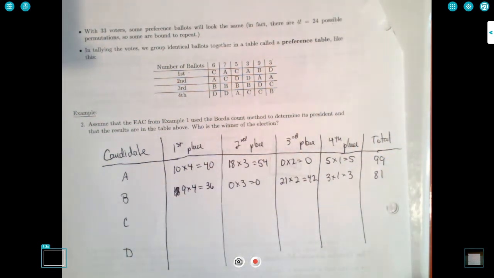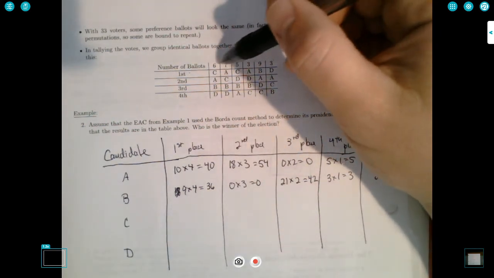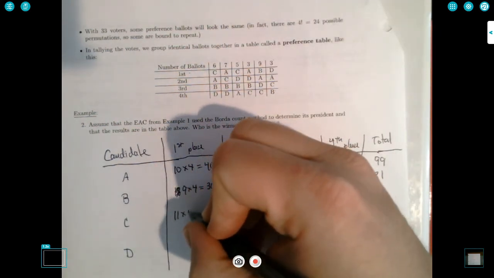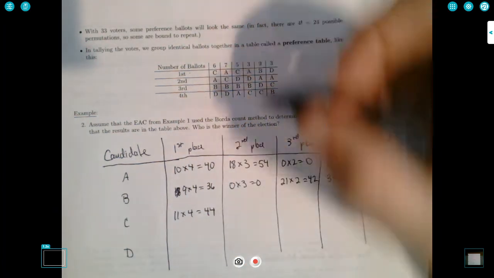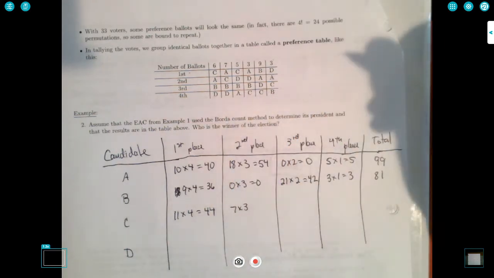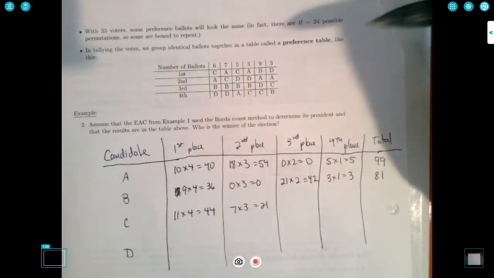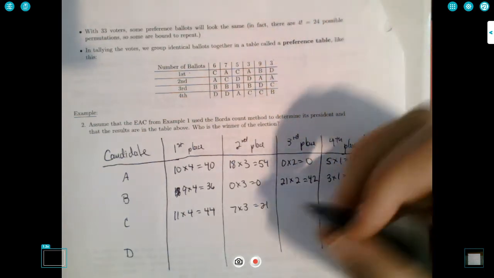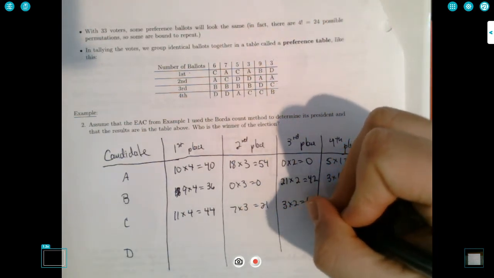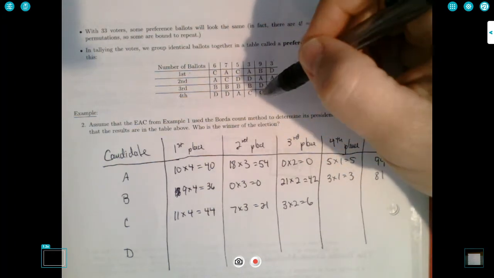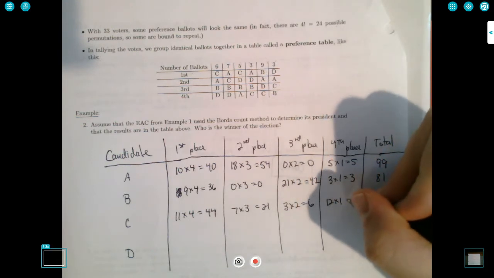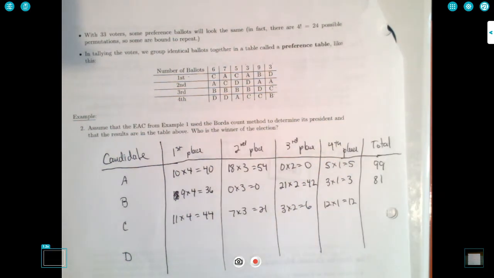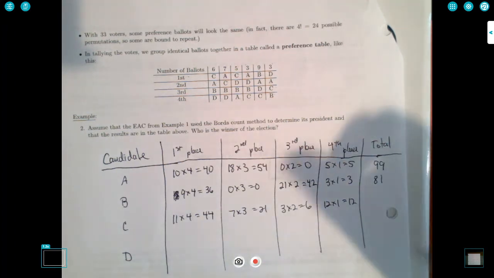Okay, Kareem. Kareem won first place 11 times. Each of those first place wins is worth 4 points. He won second place 7 times. That's worth 3 points each. He won third place 3 times. Those are worth 2 points each. And then he won fourth place 3 plus 9, so 12 times. And so his total number of points would be 44 plus 21 plus 6 plus 12. And that equals 83.